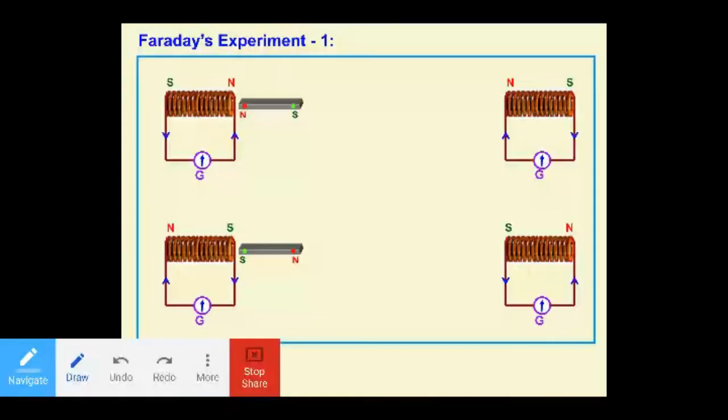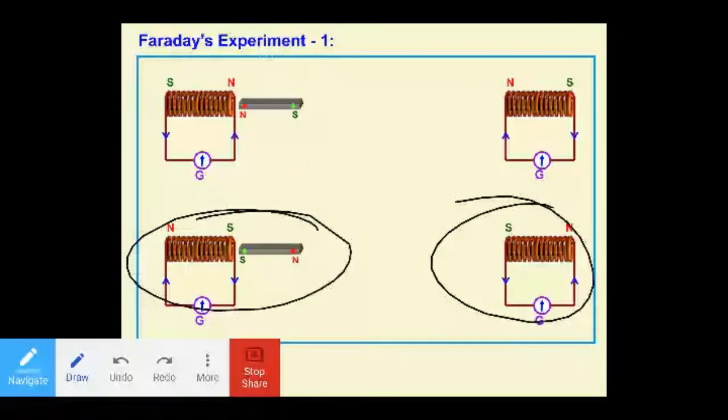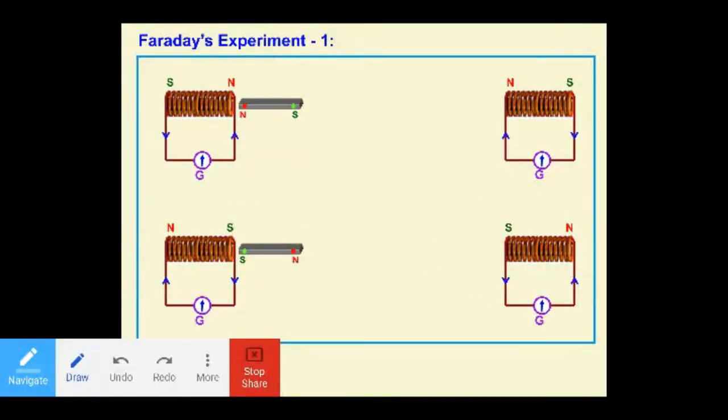The galvanometric deflection is toward the left hand side, and the arrow represents the clockwise direction. Clockwise direction in this coil and anti-clockwise direction in this coil, right? So this is what we need to understand. This side as well as this side, right? Now let us talk about the next thing.